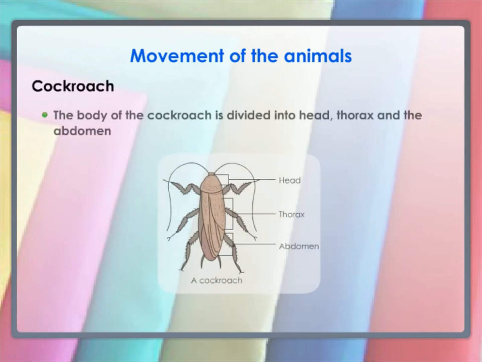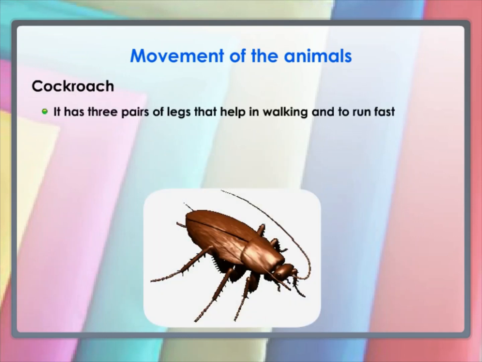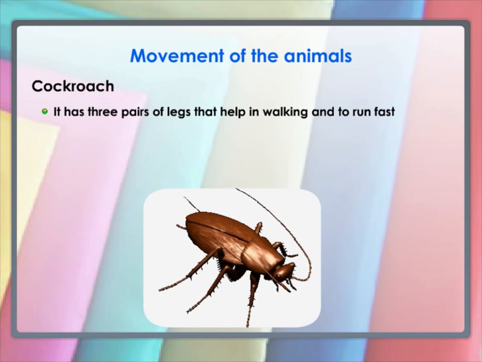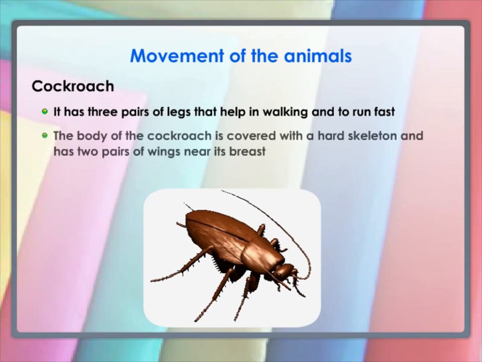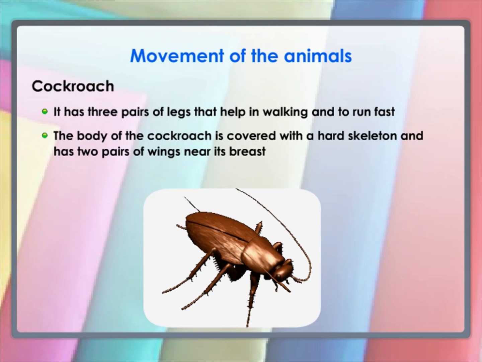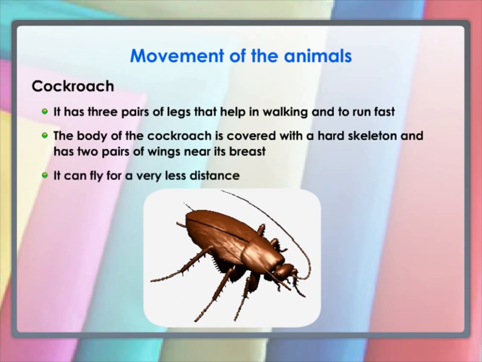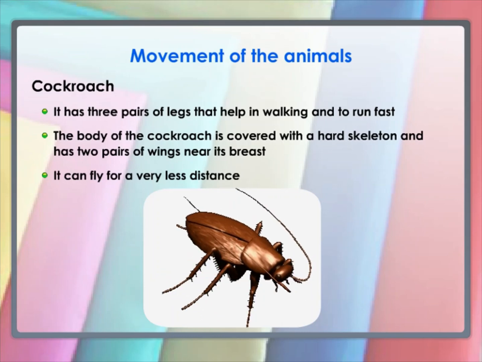Cockroach. The body of the cockroach is divided into head, thorax, and the abdomen. It has 3 pairs of legs that help in walking and to run fast. The body of the cockroach is covered with a hard skeleton and has 2 pairs of wings near its breast. It can fly for a very less distance.